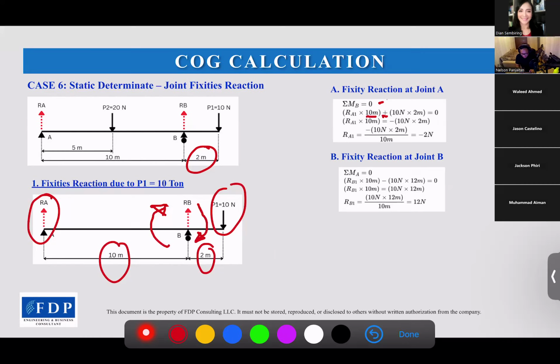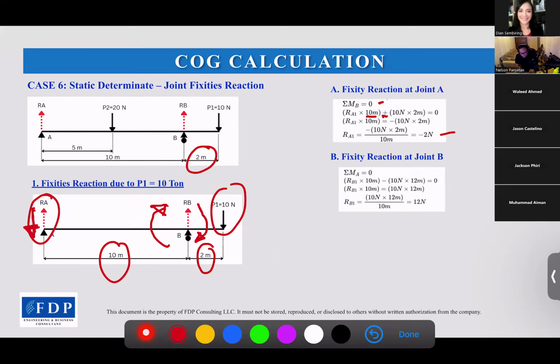So RA1 times 10 meters plus 10 newtons times 2 meters. So we got RA1 equals minus 2 newtons. If it's minus, then the reaction because of this P1 will be in the different direction.